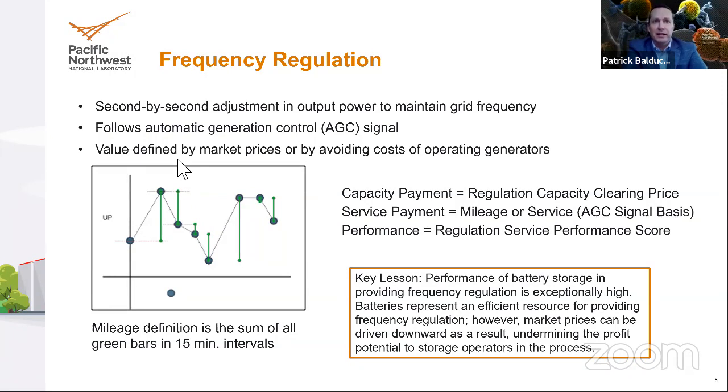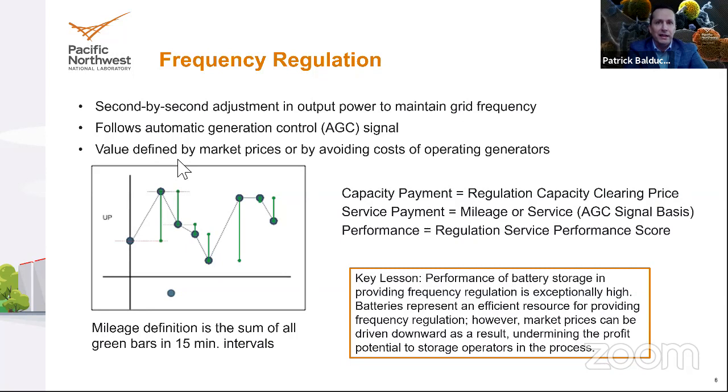This is the second by second adjustment in output power to maintain grid frequency. So following that 4-second AGC signal, there are three components to it: a capacity payment, so how much you bid into the market; a service payment, mileage or service, that is the summation of all those green bars there. So effectively, you're paid for the energy flowing into and out of the energy storage system. Think of it as a string that is going up and down throughout the hour, and then you pull it taut, and that value is compensated. And then finally, there's a performance component as well.